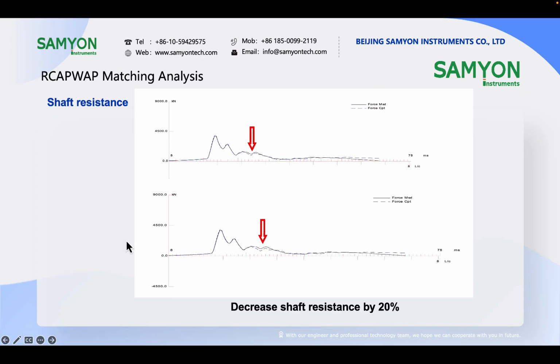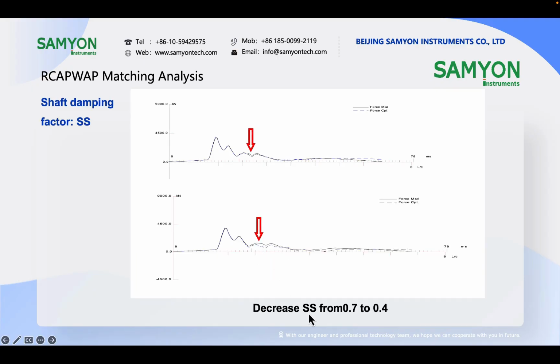In the previous slide, the shaft resistance was actually the static shaft resistance. It will decrease the calculated plot. And also dynamic shaft resistance: if the dynamic shaft resistance is decreased, the calculated plot will also decrease.